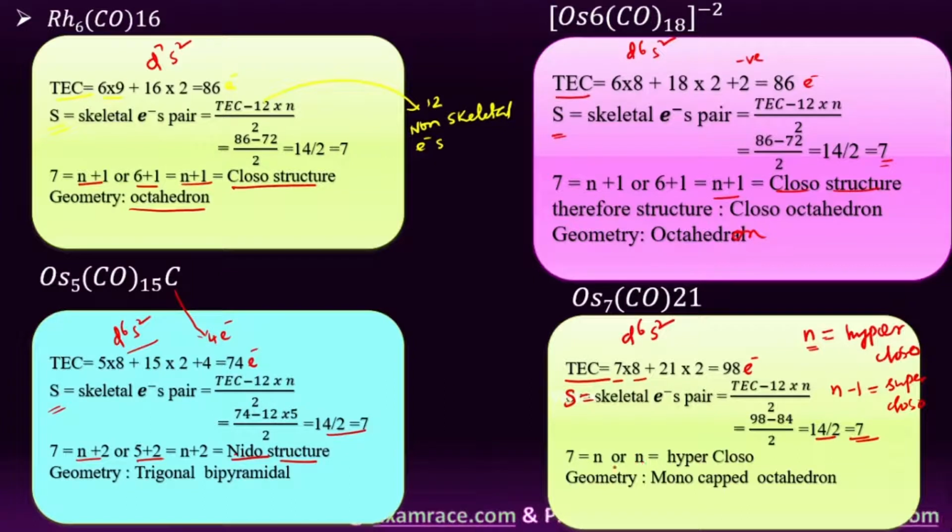Here you can see 7. So 7 is equal to n, because the number of metal atoms is 7, right? Therefore the structure is hyper closo. What is the geometry, student? It is monocapped octahedron geometry.